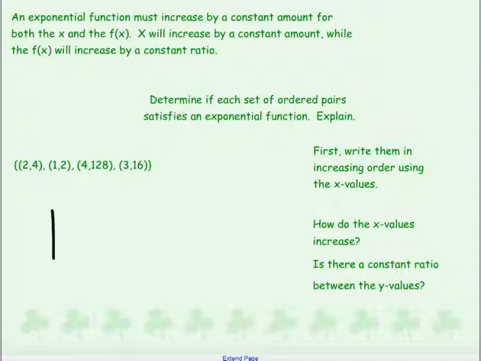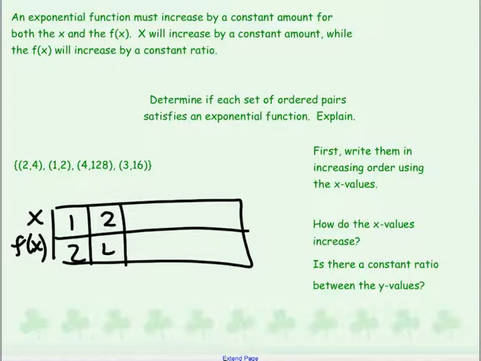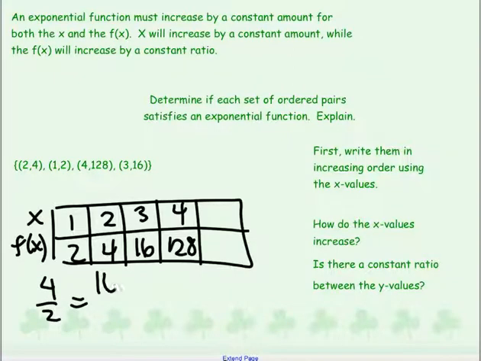So once again, I'm going to write this in a table. So we have x and f of x, or y, and we start with 1, 2, and then we go to 2, 4, 3, 16, 4, 128. So it looks like we go up by 1s in all of our x's, so I can say, do we have a constant ratio? So 4 divided by 2, is that equal to 16 divided by 4, 128 divided by 16? And we can say no, these are not constant.